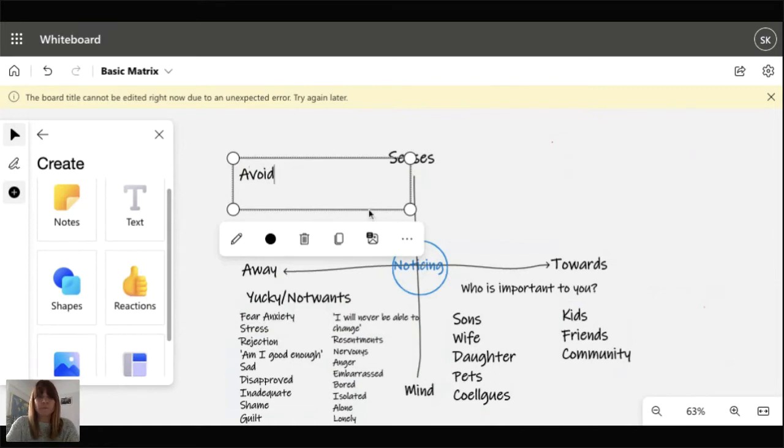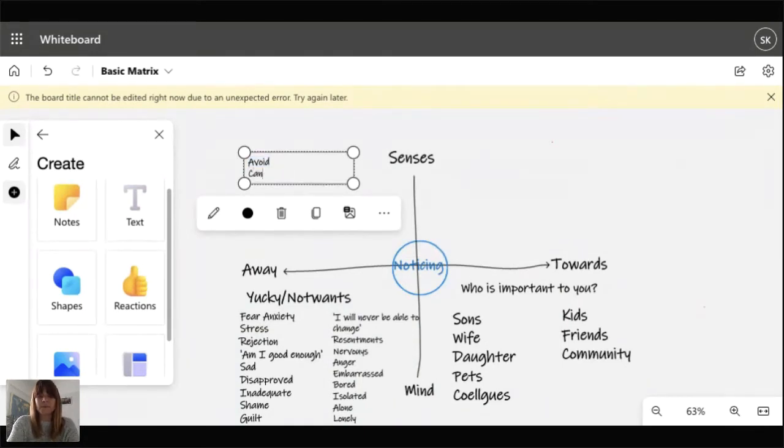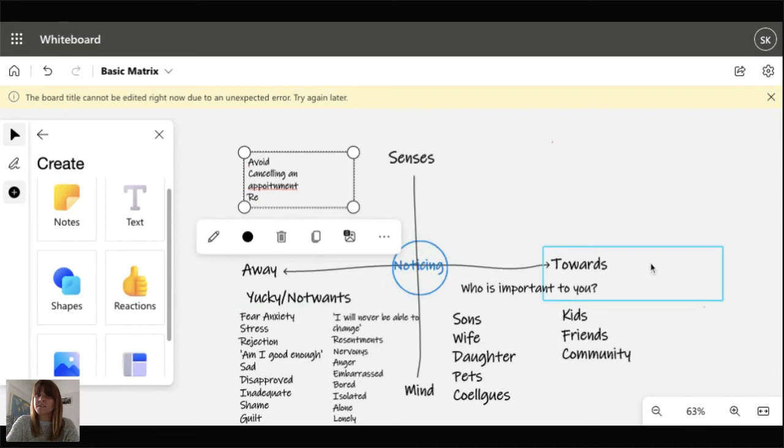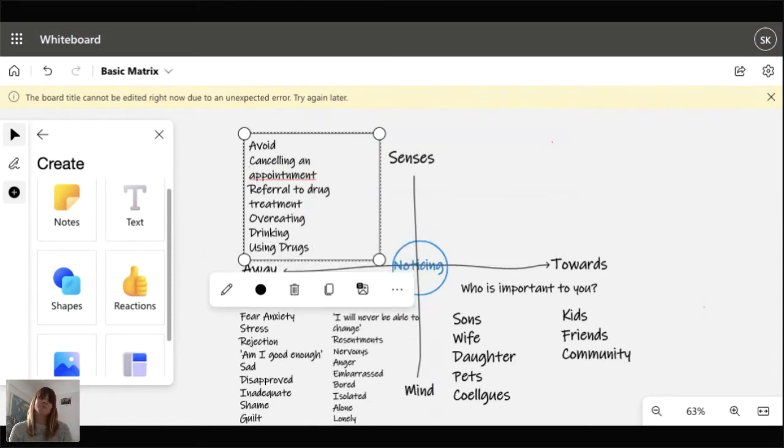So for me, for example, those typical avoidance behaviours, and examples of those can be cancelling an appointment. That brought up lots of stress to me. Cancelling an appointment. A referral, yes. So getting referred, so asking for help. A referral to drug treatment. Overeating, yeah. And then the obvious ones, I guess, as we're working with people in treatment, is drinking, using drugs. Nobody's going to deny that using drugs and drinking gives relief from that yucky stuff. It's one of the primary reasons that people use them.